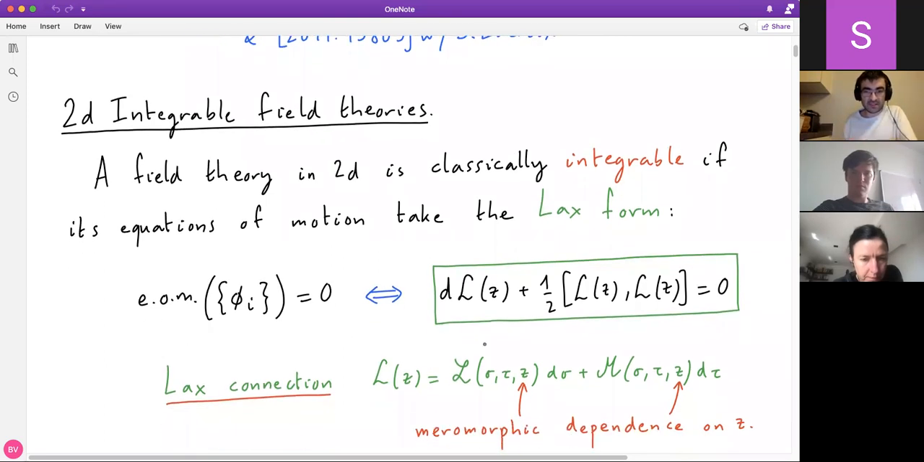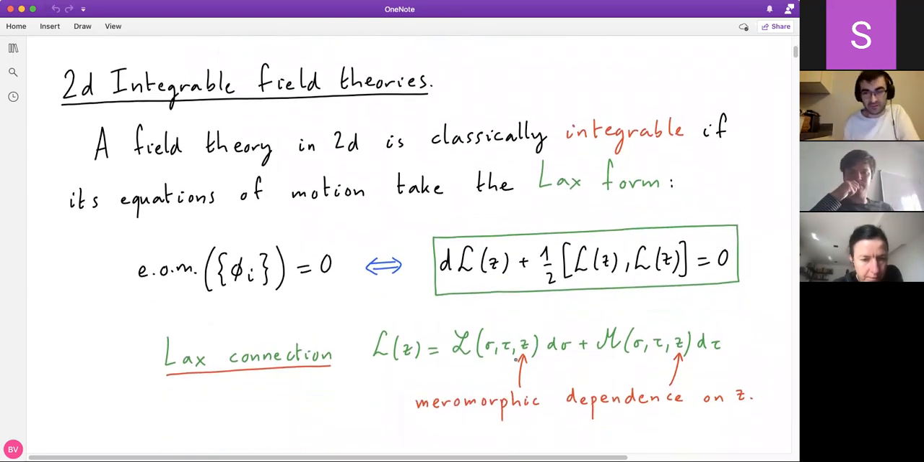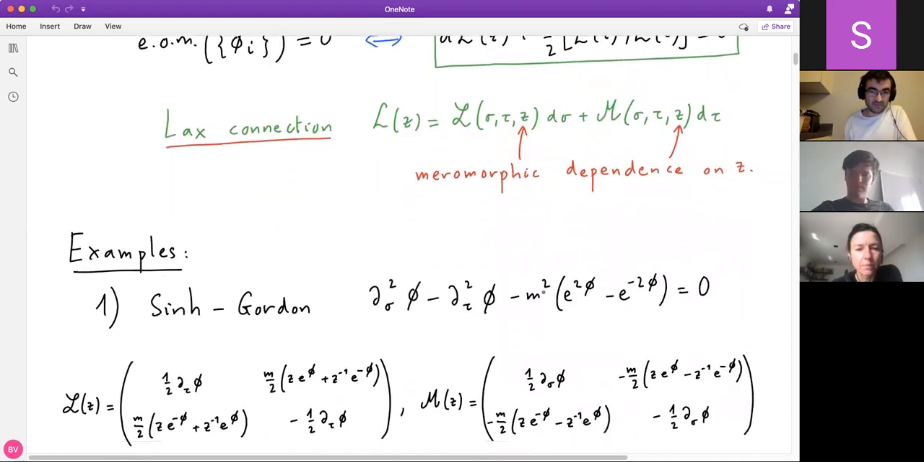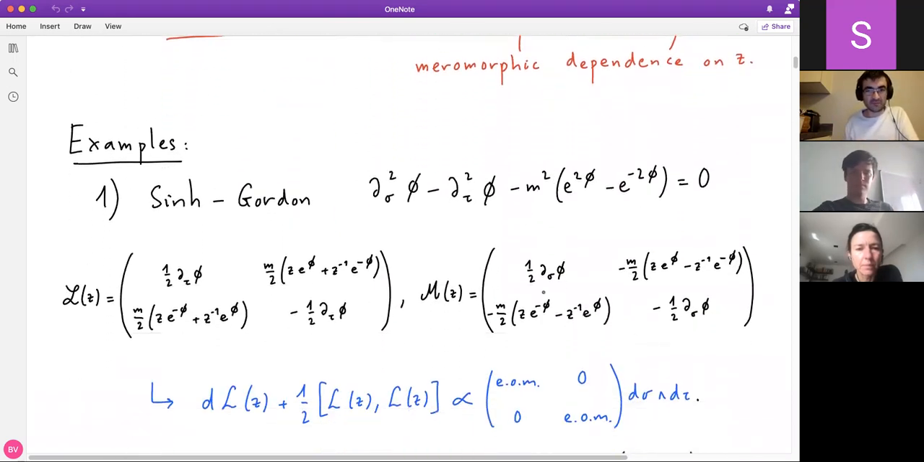So we have this Lax connection depending meromorphically on this spectral parameter Z. And the aim of the talk will be to present one way of extracting from 4D Chern-Simons theory such data. So I want to extract an integrable field theory in this sense from 4D Chern-Simons theory. Let me just give you very simple examples of what integrable field theories are.